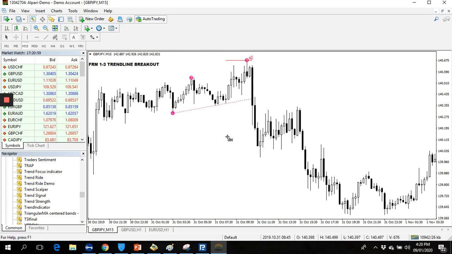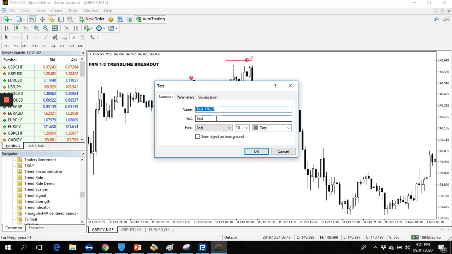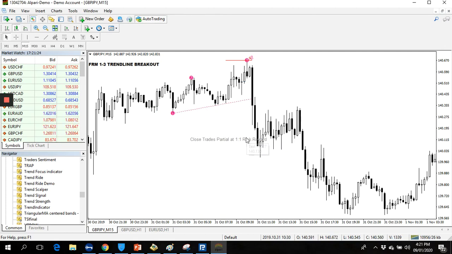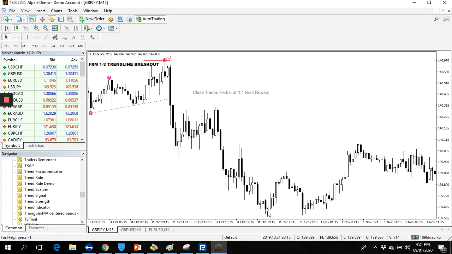Let's put it up, yeah. Close trades partially at 1 risk to 1 reward. Okay, so that's it. You close the trade partially at a risk to reward of 1:1. Then you can ride the whole trend all the way down here. So that's how to use the pattern.